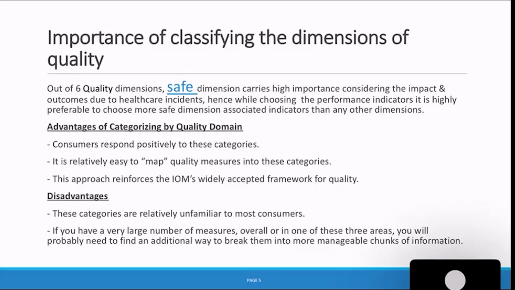There are several publications related to this who have researched on this topic, and also it is one of the main recommendations from IOM.